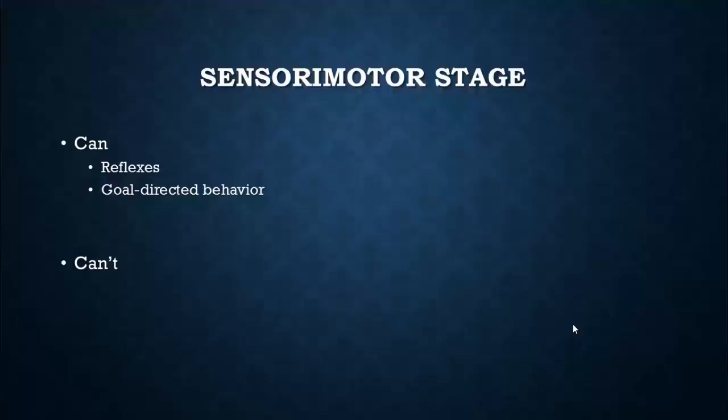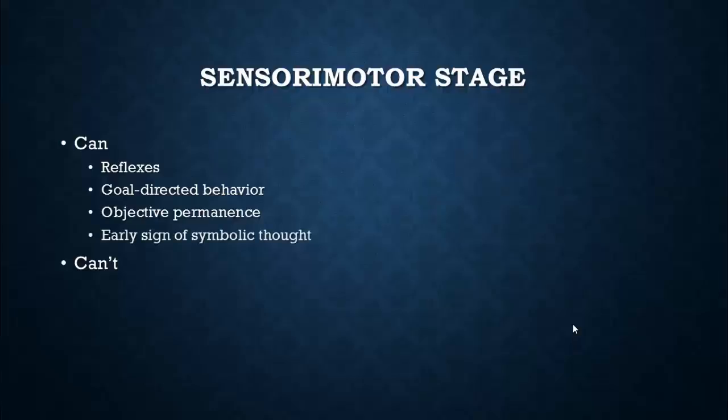They will also develop object permanence, which is the ability to understand that physical objects continue to exist even when out of sight. And some early signs of symbolic thought as well, mainly based on the use of objects. What are the things children are not able to do during this stage?